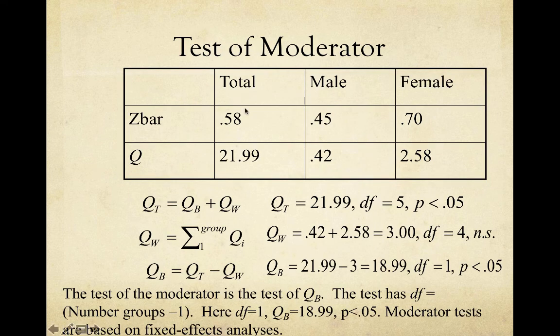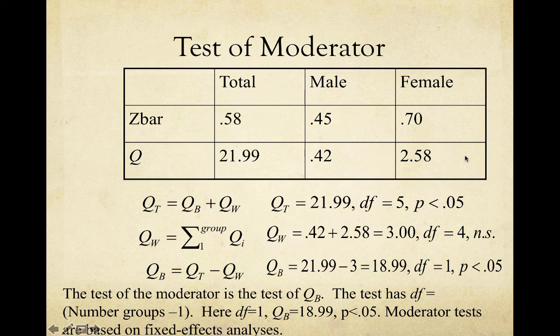Okay, so now what we want to know is, is the effect size for the males the same as the effect size for the females? Is there a difference in the effect size by sex? Is the SAT more correlated with grades for one sex than for the other? Well, here the total we found was 0.58. For the males, the average was 0.45. For the females, it was 0.70. The total Q was 21.99, and for males, it's 0.42.